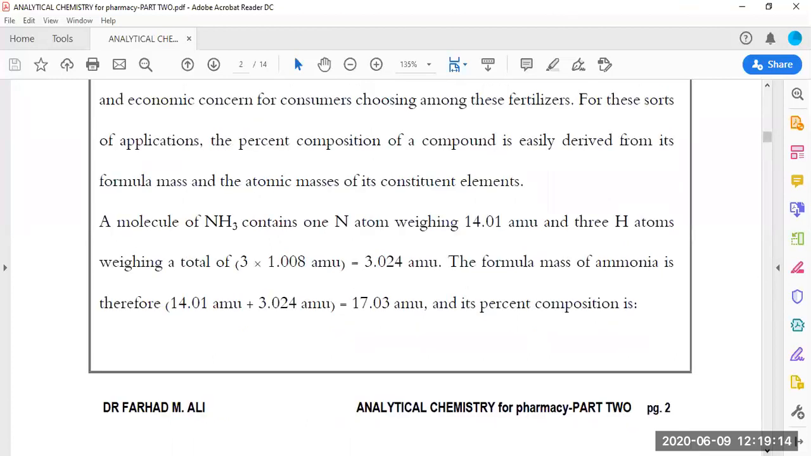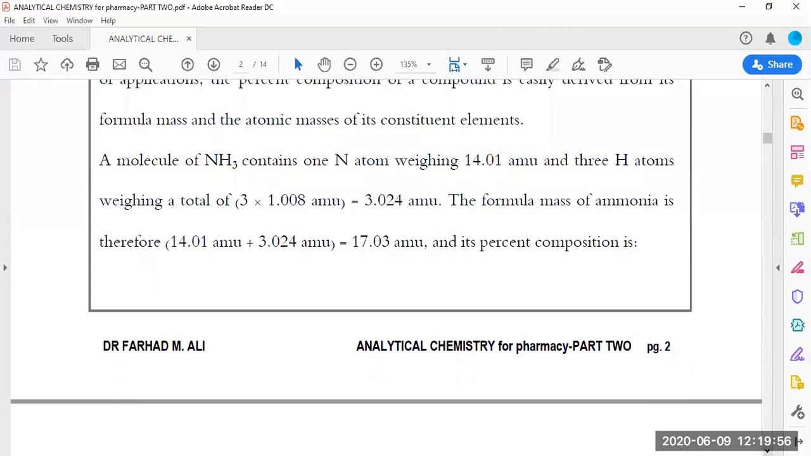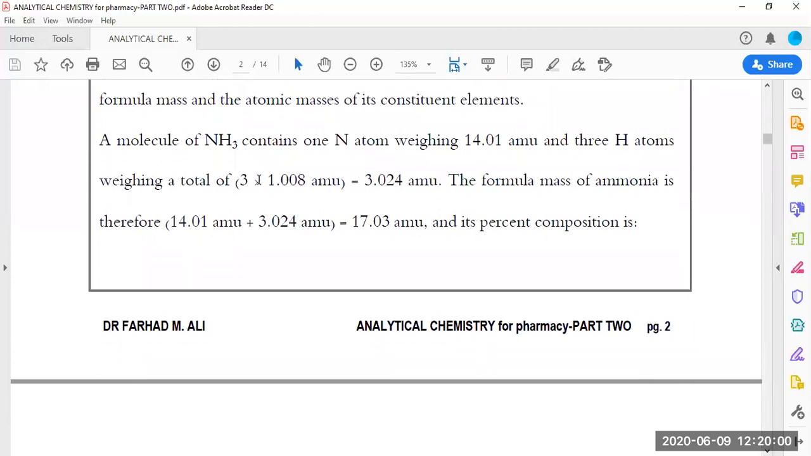A molecule of NH3 contains one nitrogen atom, and the molar mass for that nitrogen, as you know, is 14.01 AMU, atomic mass unit, and 3 hydrogen atoms. So we have 1 nitrogen in ammonia and 3 hydrogens in the same ammonia. Now we try to calculate the percentage of each one. The formula mass of ammonia is therefore 14.01 plus 3 times 1.008, that's for hydrogen. So altogether we have 17.03 for ammonia. It's coming from 3 hydrogens and 1 nitrogen.